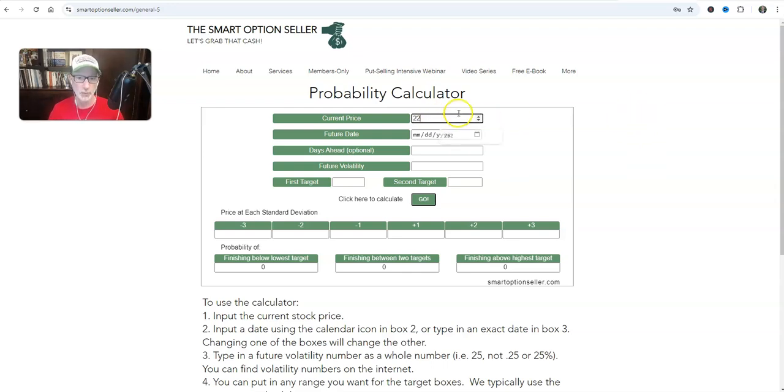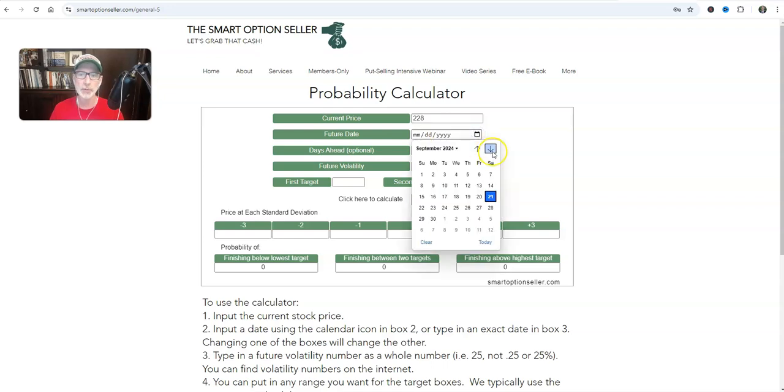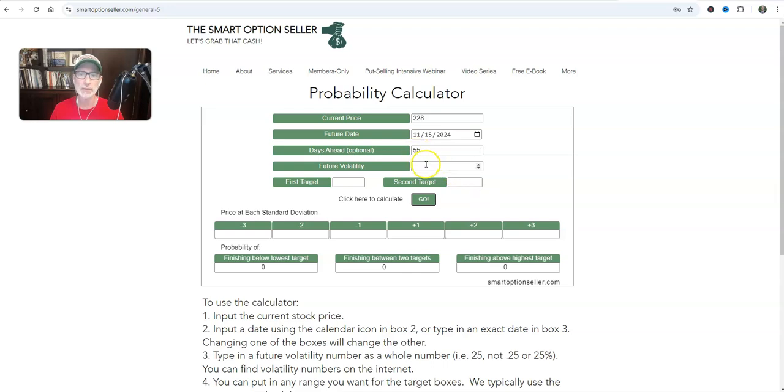So what we're going to do is we fill out here 228 is the current price of Apple. We're going to go down to the expiration date of November 15th, 55 days. And our volatility is roughly 25% for Apple. And our target is 165. We're going to put those in both boxes. This is what we do. And when we click on go, it's going to give us the probability of Apple falling that far.